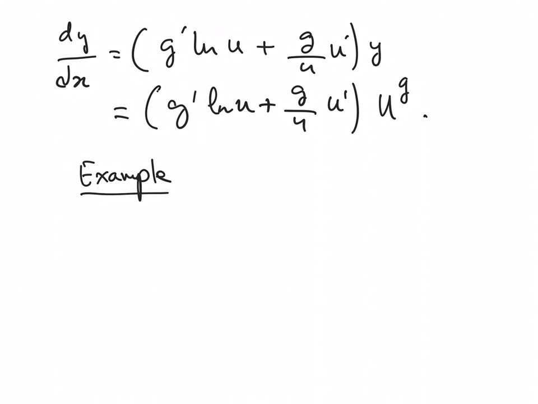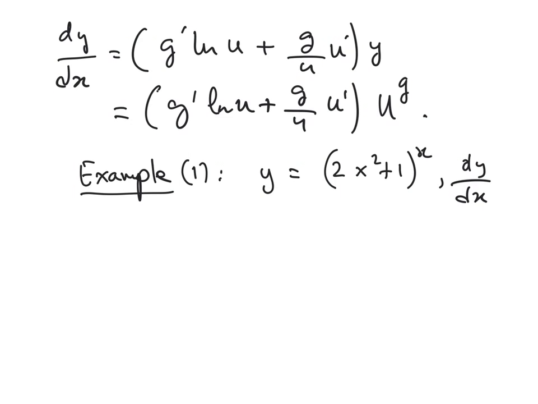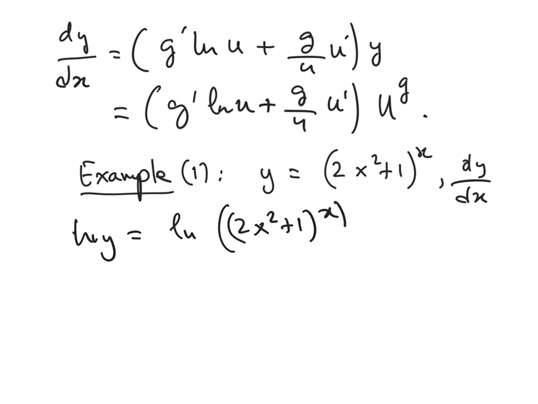With u and g given, example number 1 is to find the derivative of the function y equal to (2x² + 1) to the power x. So find dy over dx. Step 1, we take the ln of both sides. So ln of y is equal to ln of (2x² + 1) to the power x. Simplify the right side. Step 2, differentiate both sides with respect to x.